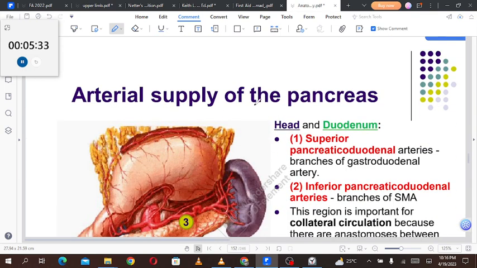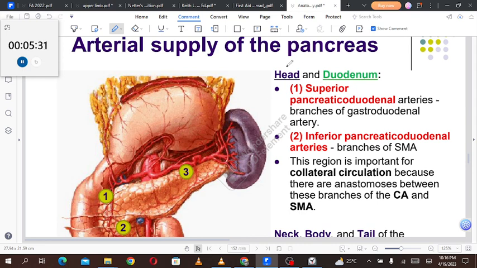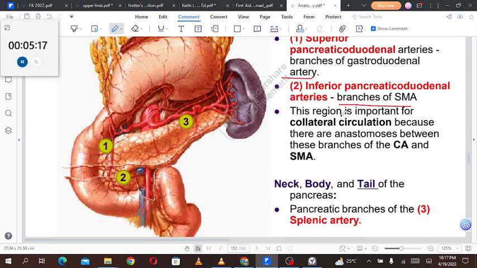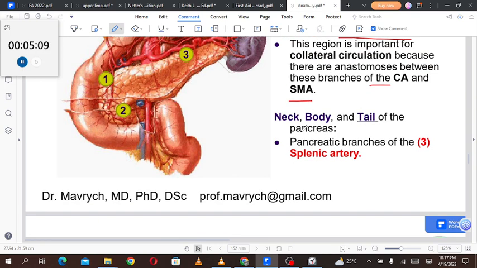Then we have arterial supply to the pancreas. Head and duodenum, both of these structures, the pancreatic head and the duodenum, are being supplied by the superior pancreatic or duodenal arteries, which are branches of the gastroduodenal artery, and the inferior pancreatic or duodenal arteries, which are branches of superior mesenteric artery. This region is important for the collateral circulation because there are anastomosis between these branches of celiac artery and superior mesenteric artery. Neck, body, and tail of the pancreas are supplied by pancreatic branches of splenic artery.